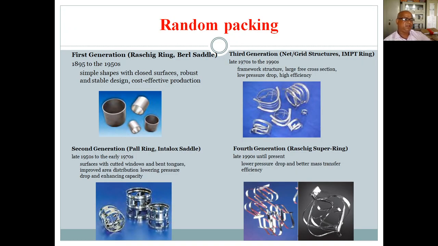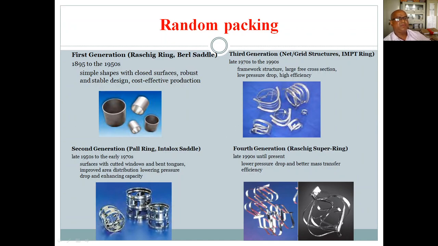Okay, so if you take the history of packing, the first generation packing is 1895 to 1950. Raschig ring, Berl saddle, all these things were there. Second generation, Pall ring and Intalox saddle. You understand, for around 50 years people used only this. Then 50 to 70, within 20 years, then came the Pall ring and Intalox saddle.